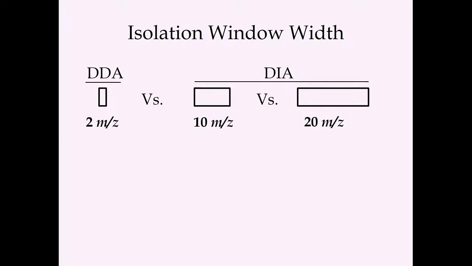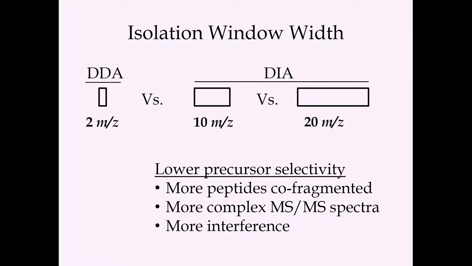So if you think about things as being DDA tends to be these narrow isolation windows. Now people are doing much smaller windows versus DIA with different isolation widths. The lower precursor selectivity for DIA is definitely a problem. More peptides are co-fragmented. In most cases, most isolation windows have multiple things in them. More complex MS/MS spectra and more interference.